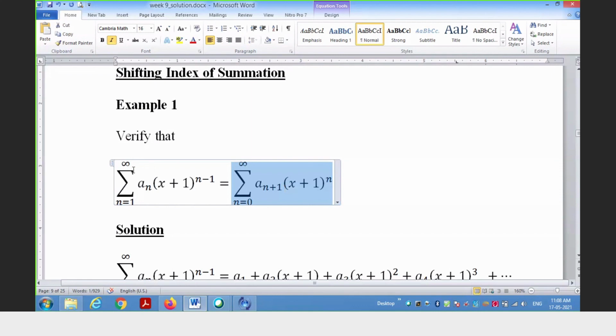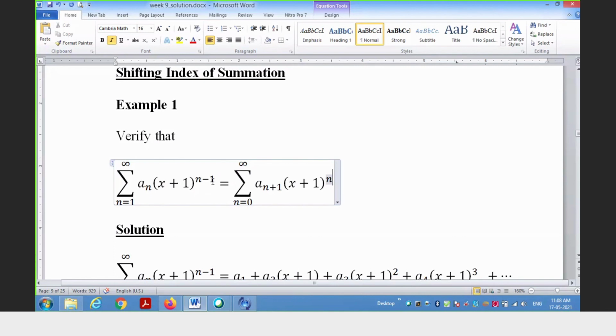Okay, this is the same as this. But you notice that the indices are not the same. Here n is equal to 1, here n is equal to 0. Here it is n power minus 1, here it is n. But they are indeed the same.